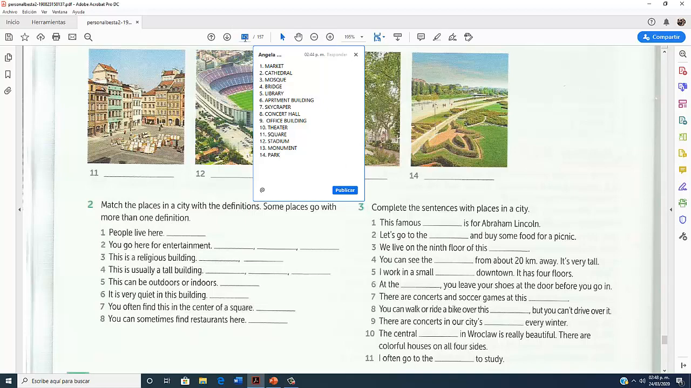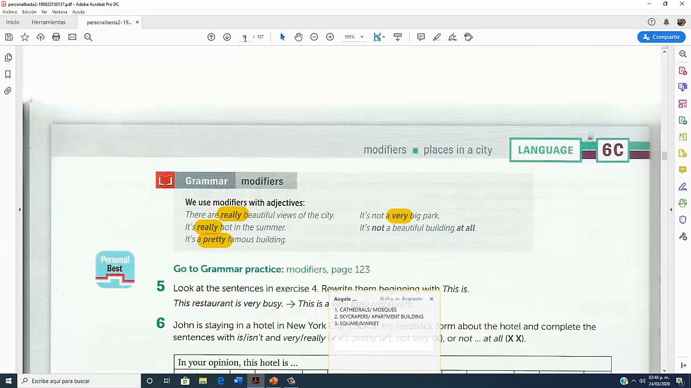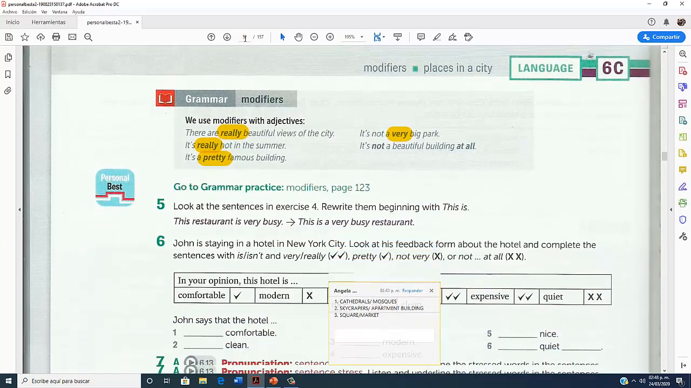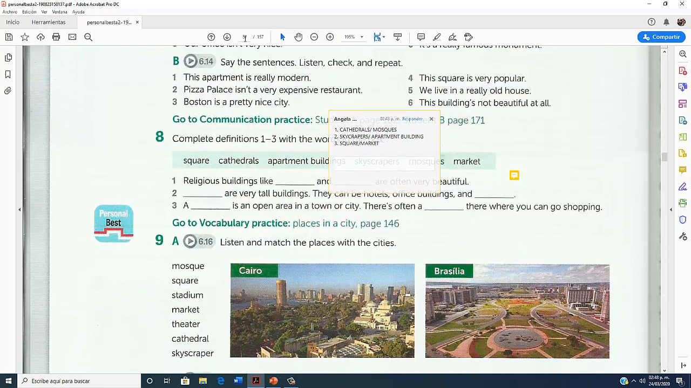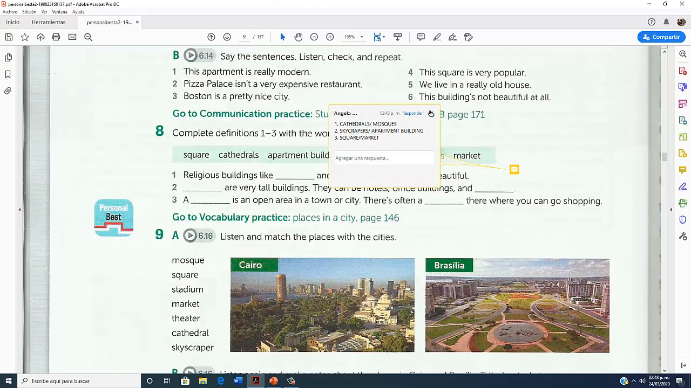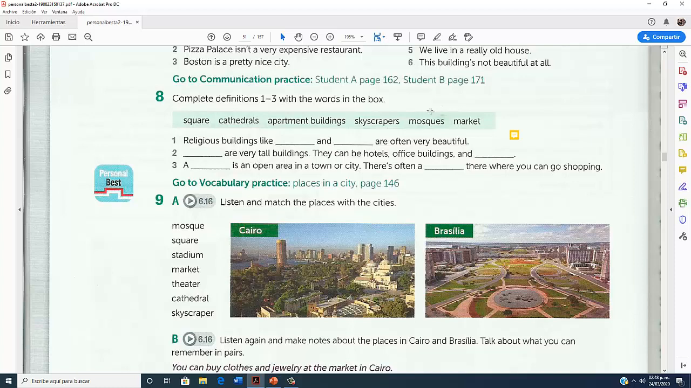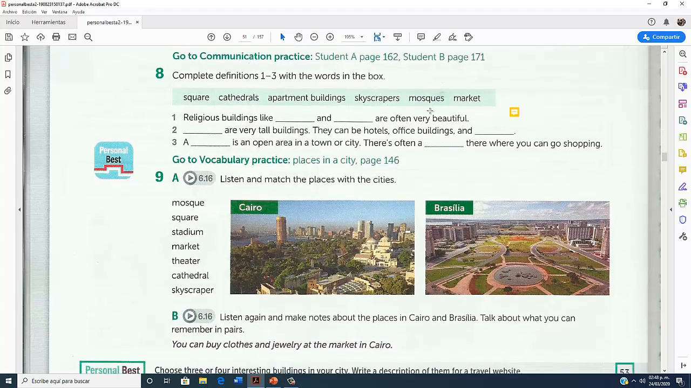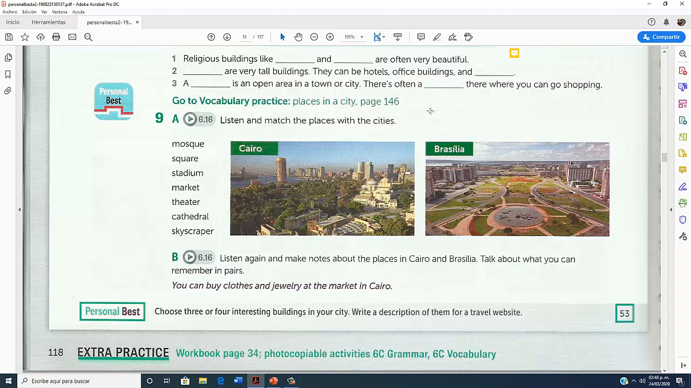Now we continue with page 53, and here on page 53, there is one exercise, but unfortunately this is a listening activity, so we are not going to do it. Instead, I would like you to tell me what places are there in your town, in your downtown.